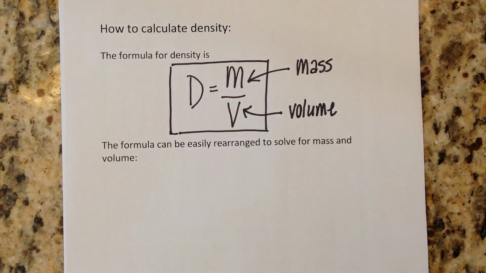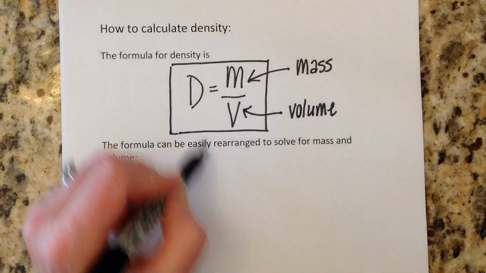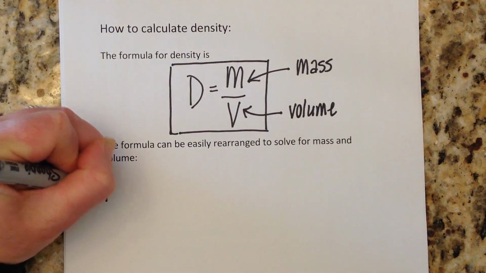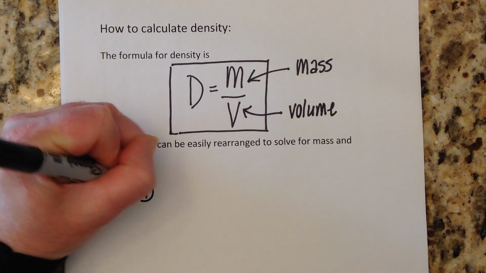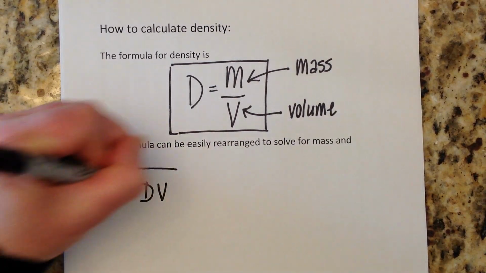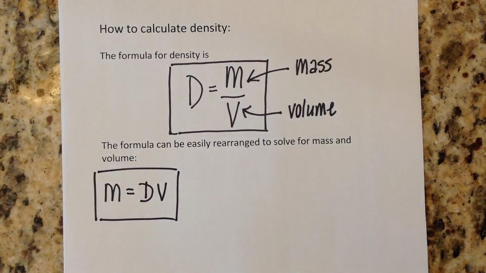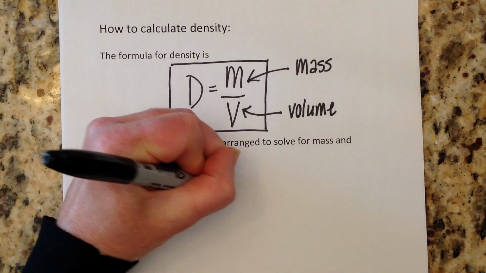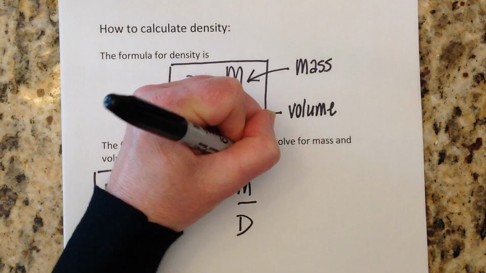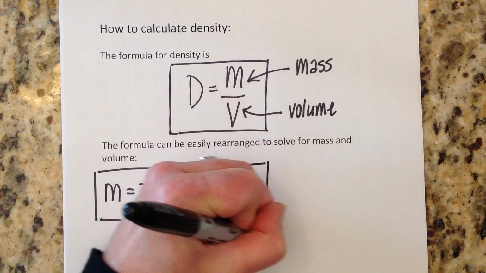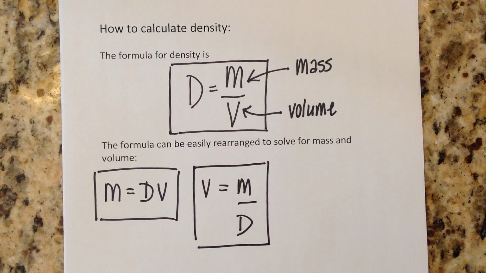Rearranging this is just super easy algebra. For example, if I want to solve for mass, I could just cross multiply. So I might use the formula like this. Mass is density times volume. That's one variation. Or maybe I need to solve for volume, which means I would divide both sides by density. So I also know that volume is mass divided by density. So you have 3 ways to use this equation.